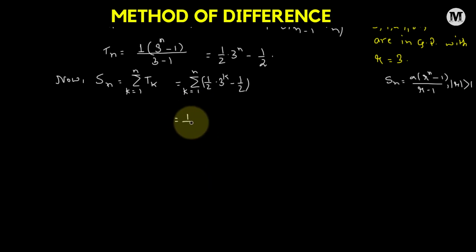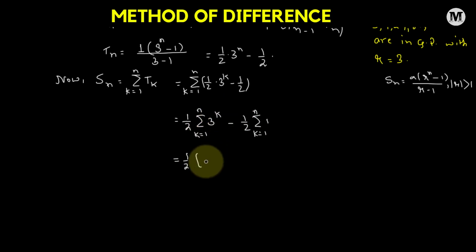So we will have 1 half multiplied by the summation of 3 raised to the power of k, where k runs from 1 to n, minus 1 half times the summation of 1 with k running from 1 to n. This is going to be equal to half times. Now what is the summation of 3 raised to the power of k? To find the first term, we'll replace k with 1. So that gives us 3 raised to the power of 1, or simply 3. Then the next term is 3 squared added to 3 cubed, and this goes all the way up to the last term, given by 3 raised to the power of n.